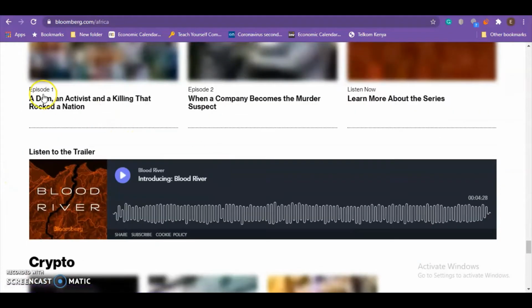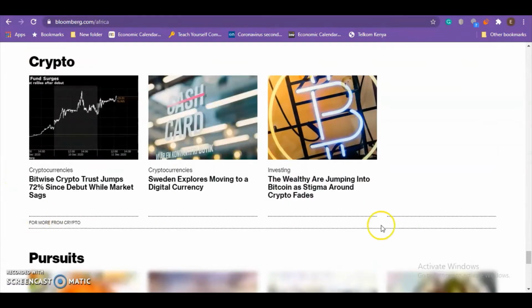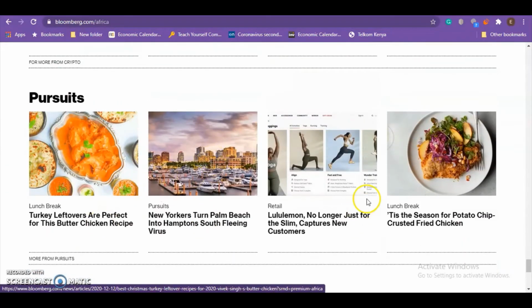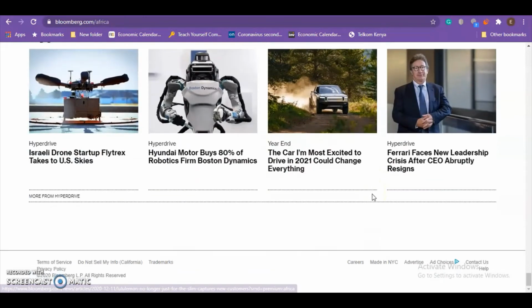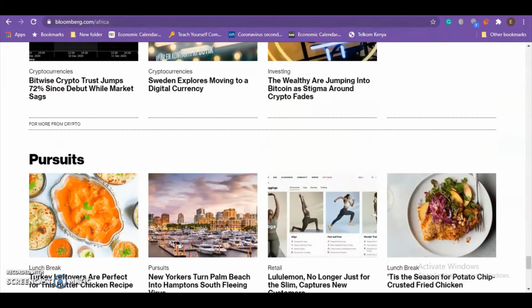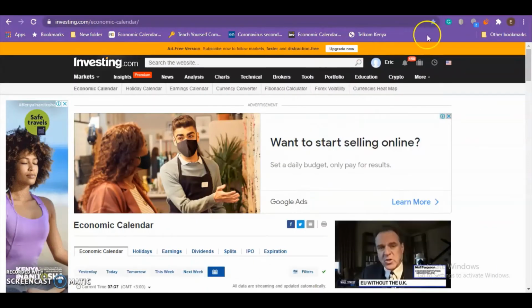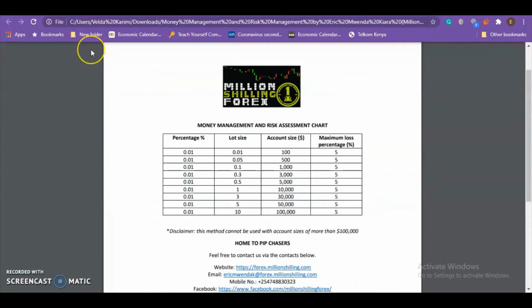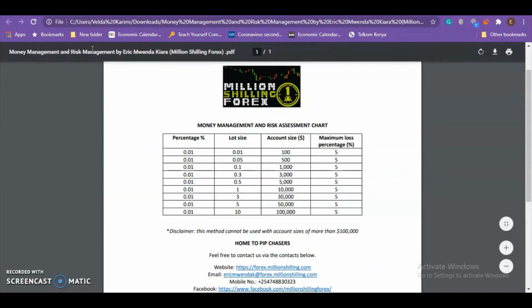So I believe we are done. You can check out Alpha. I prefer Bloomberg for my financial news. So we're done with Bloomberg. We are also done with the economic calendar.